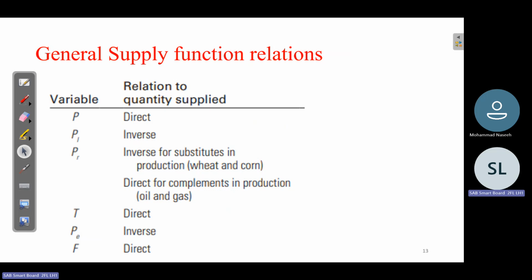Productivity. What is meant by productivity? Productivity means the number of units produced per input. Right?